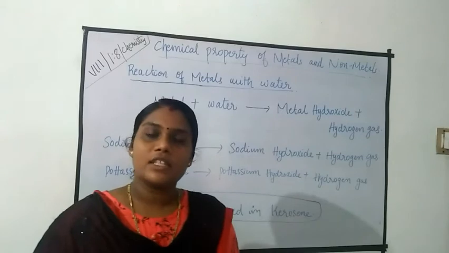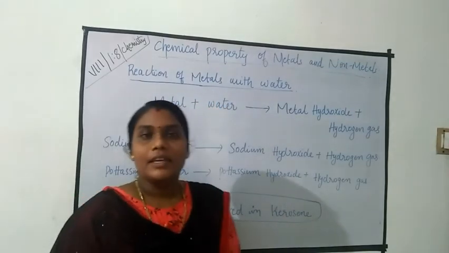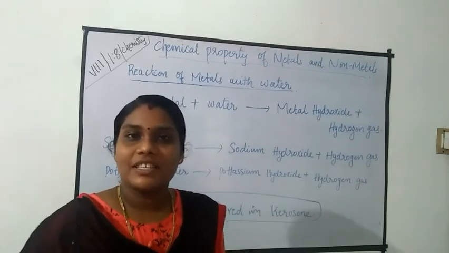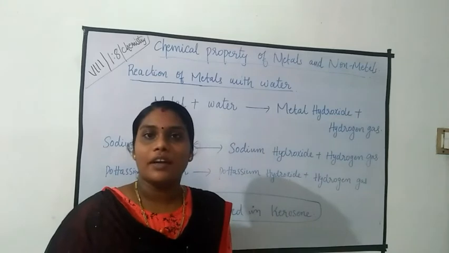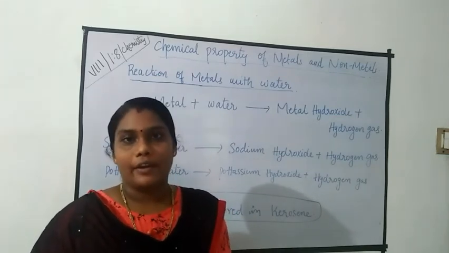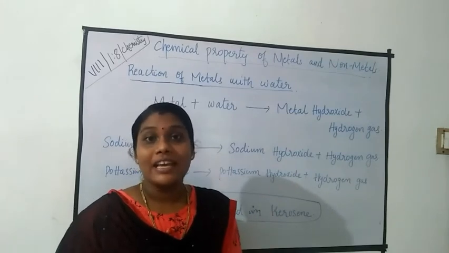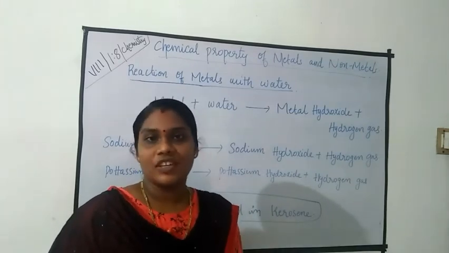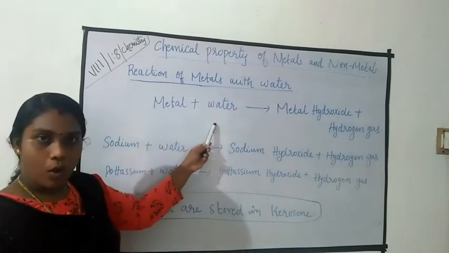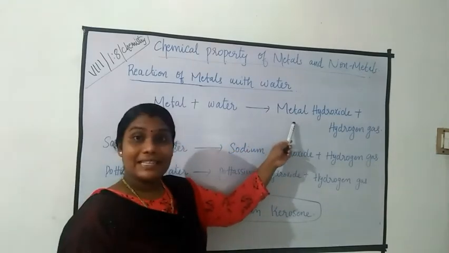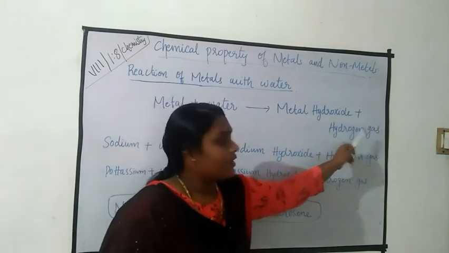Okay, students, the next one is the reaction of metals with water. When we treat a metal with water, what happens? The metal reacts with water to form metal hydroxide. Along with the formation of metal hydroxide, it will liberate hydrogen gas.